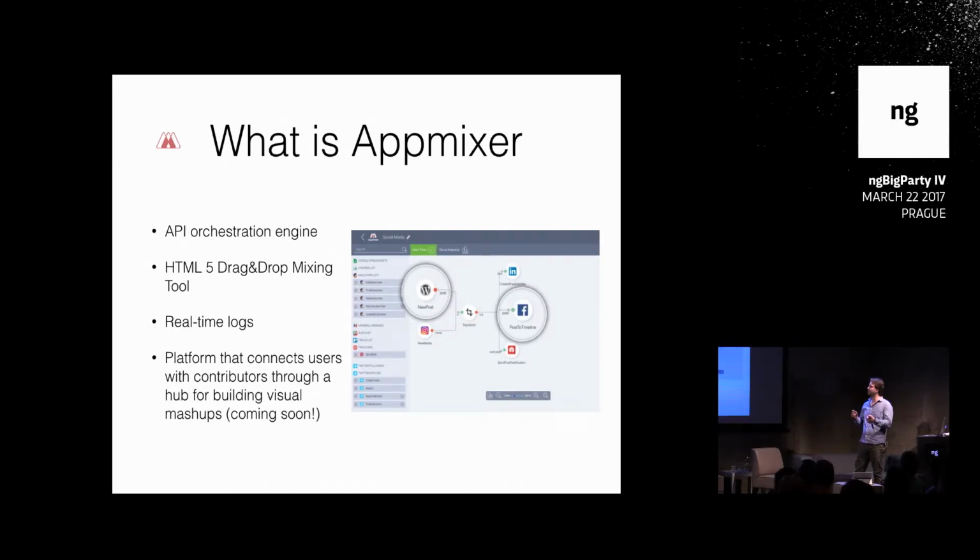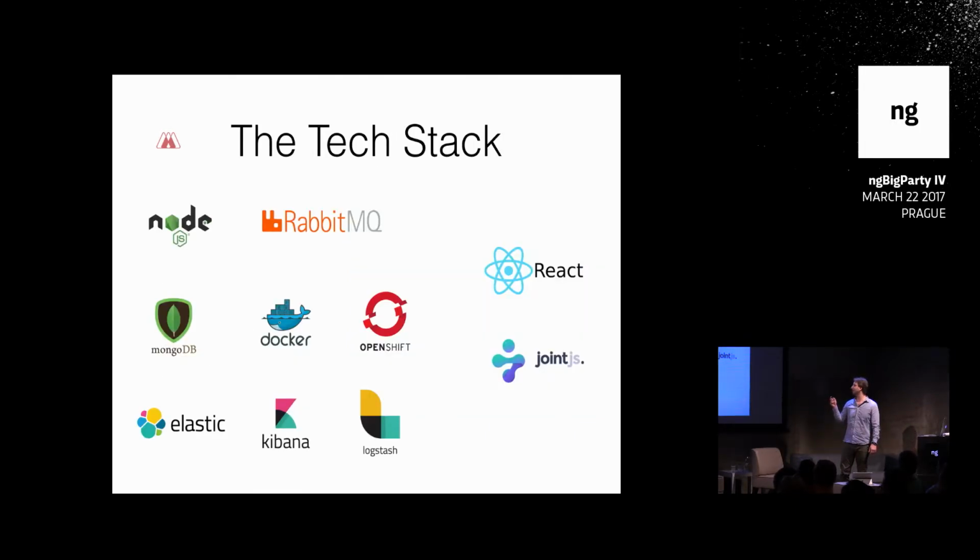We can split Appmixer in three parts. The first is the API orchestration engine that I'll be talking about mostly. Then we have the HTML5 drag and drop mixing tool. Here is a screenshot. We have a new design already, but that's kind of the old one. And the real-time logs. But before I start talking about the Appmixer engine, I'll start with the tech stack first.